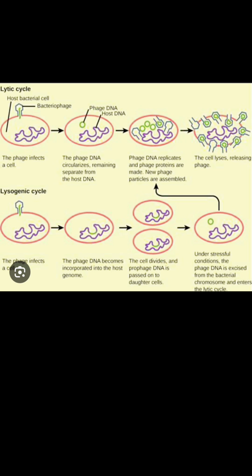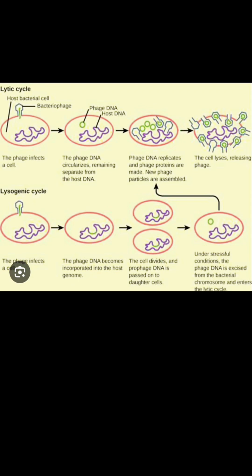Destruction of host cells. Lytic cycle, the phage takes over the host's machinery, makes new viruses, and lyses, or kills, the cell. Lysogenic cycle, the phage's genome integrates and the cell stays alive, continuing to divide.